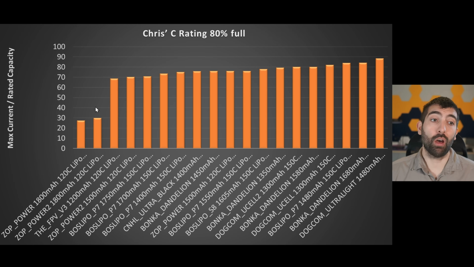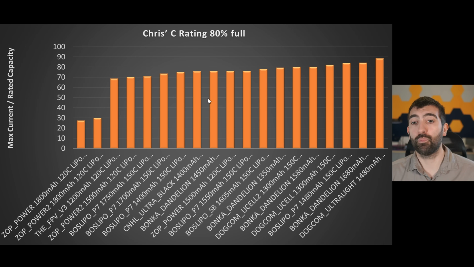At the bottom end of the chart, we have the ZOP-POWER 1800s that are still struggling and haven't performed well in any tests so far. And the VFPV V3 also struggles with effective C rate. It's only getting up to around 70C when packs like the DOGCOM U-cell are getting up closer to 80.